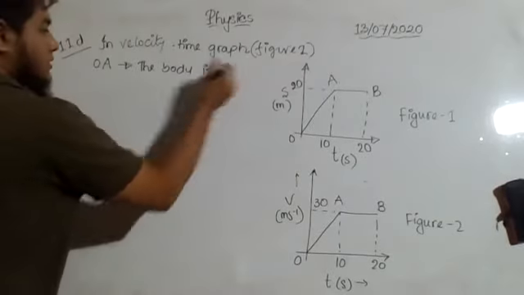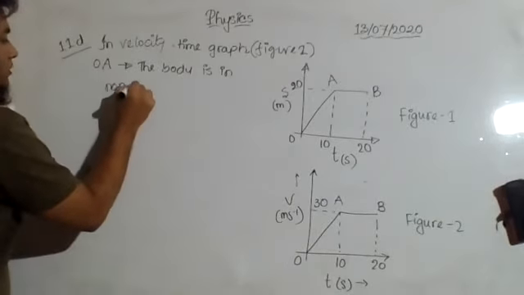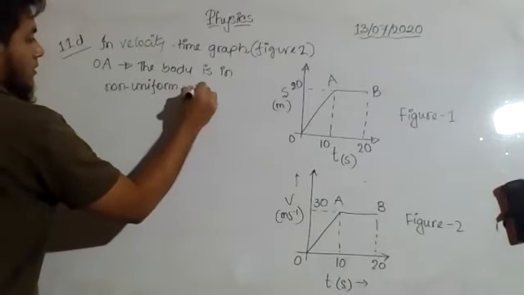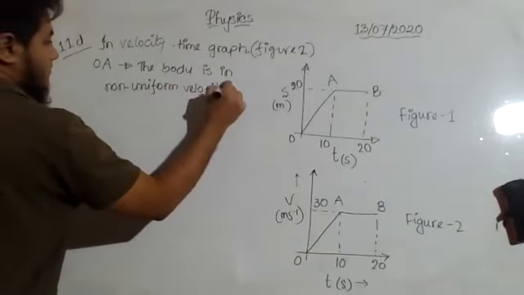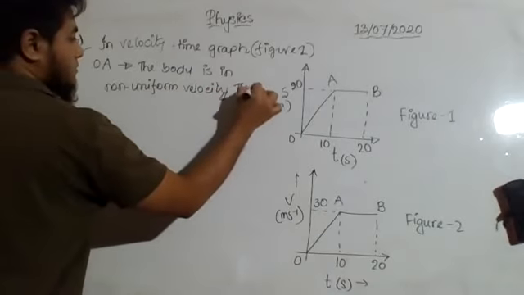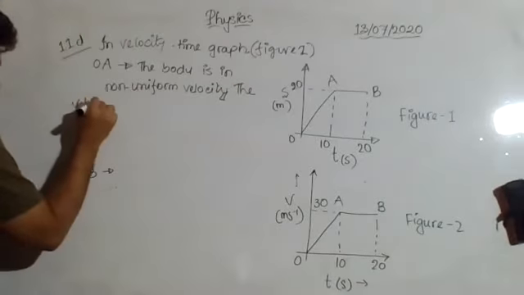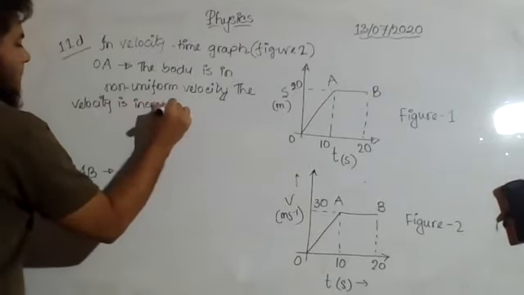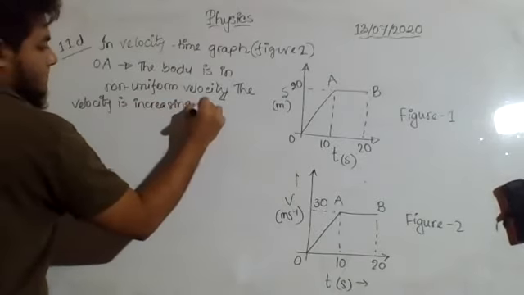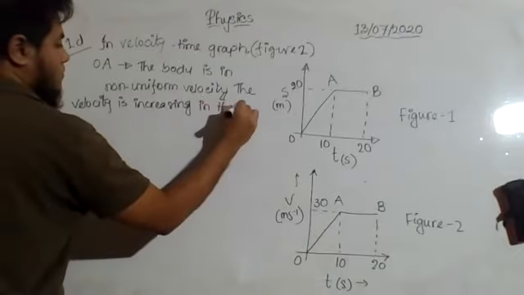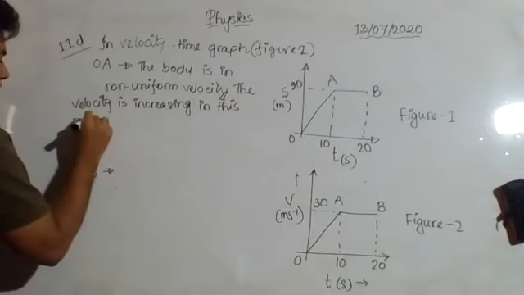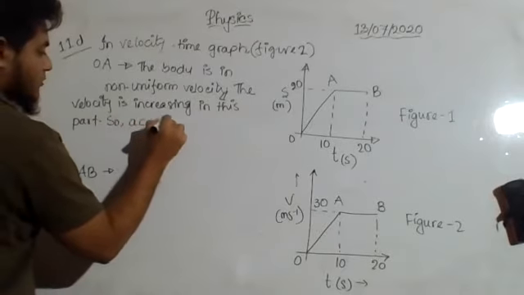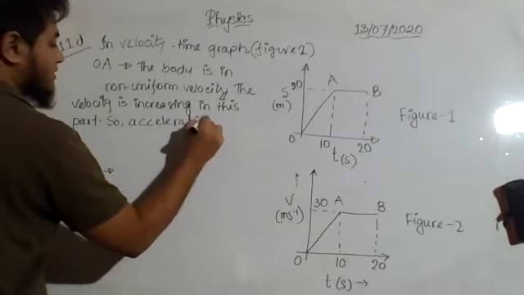The body is in non-uniform velocity. Non-uniform velocity. Okay, the velocity is increasing in this part, so there will be acceleration, right? And we can calculate the acceleration.